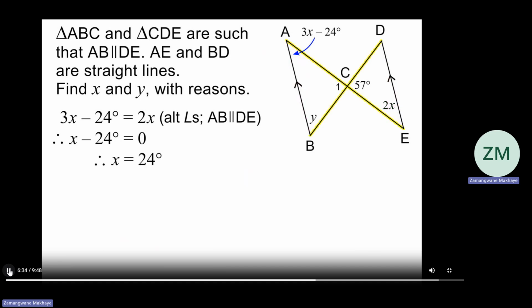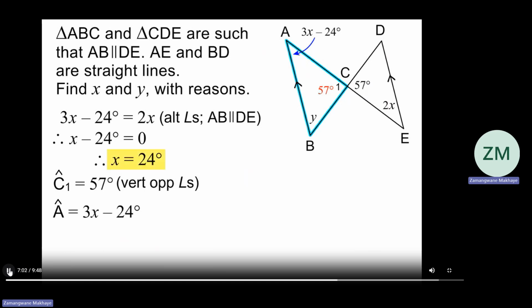Before we can find y, we first need to use these straight lines. And the fact that vertically opposite angles are equal, angle C1 is therefore equal to 57 degrees. We are now ready to use triangle ABC, because y is the only unknown interior angle. We are given that angle A is equal to 3x minus 24 degrees. And we have just calculated that x is 24 degrees. So to find angle A, we need to substitute 24 degrees in place of x. Angle A is therefore equal to 48 degrees.